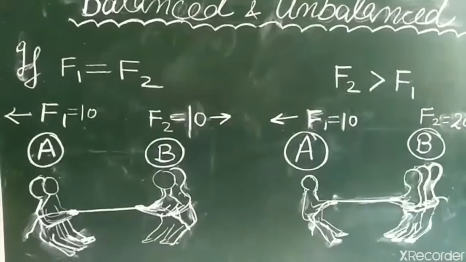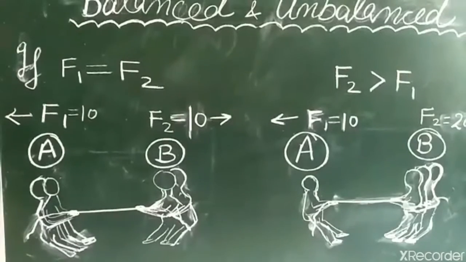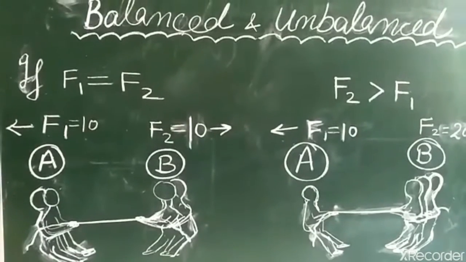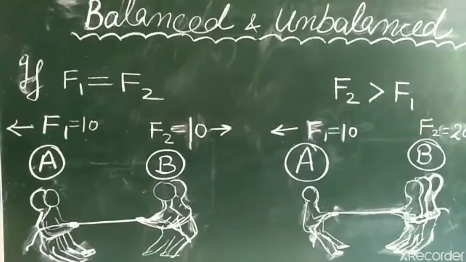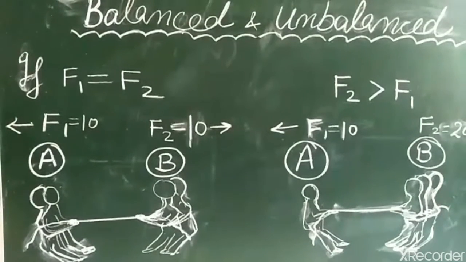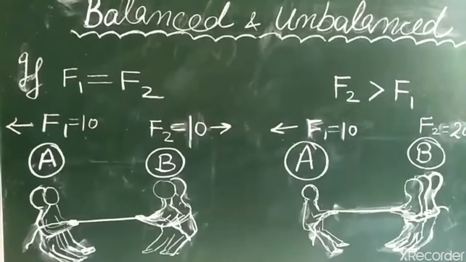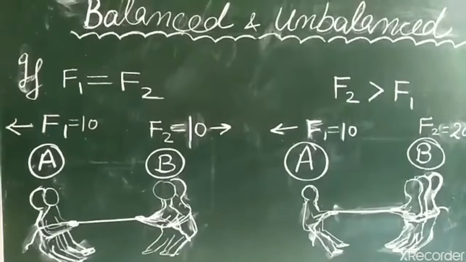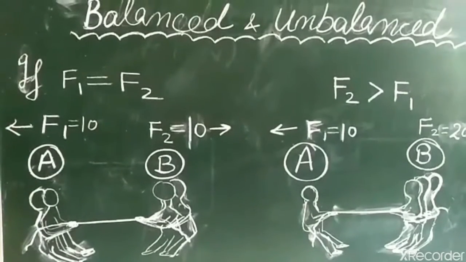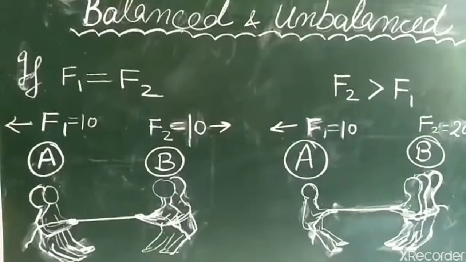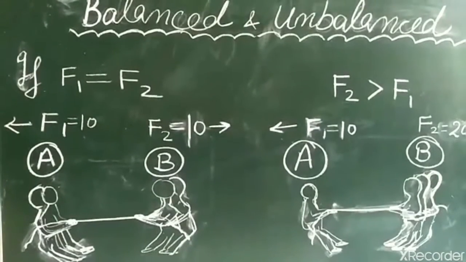When we talk about force, a very important concept comes in, that is balanced and unbalanced forces. What is a balanced force? A balanced force is when two equal and opposite forces come together and do not cause any change in the motion. Let us take an example of tug of war.